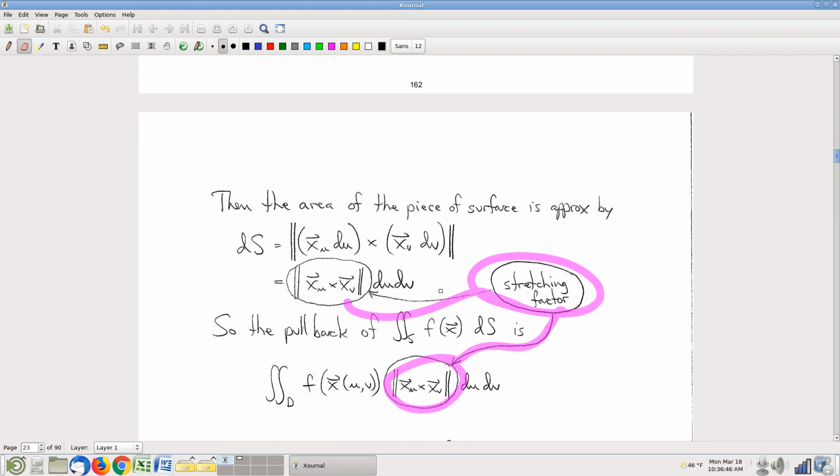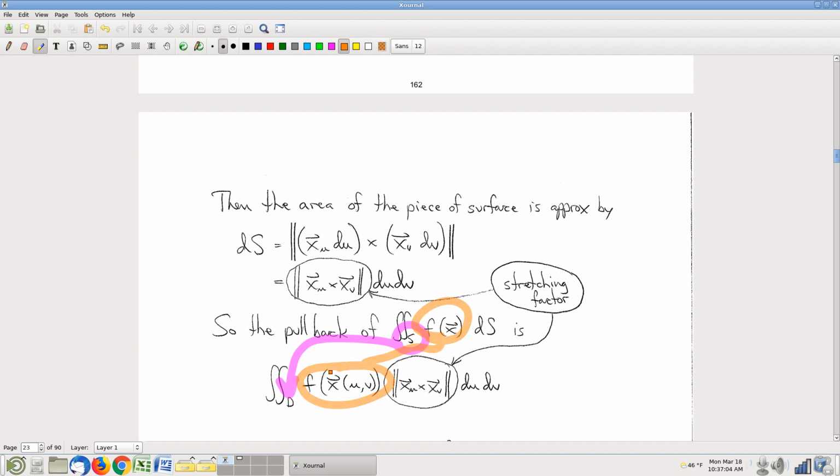And now it's all over but the shouting at this point. This double integral, we've pulled back from our original domain to our pullback domain. The function is what it is. You just have to plug in the parameterization, just like every other pullback we've ever done. And the ds is understood by the stretching factor. You get this extra factor in there that comes from the pullback.